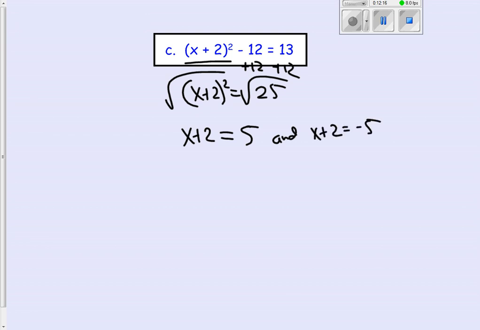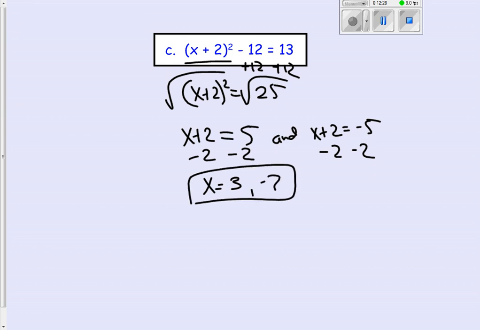This is reminiscent of absolute value a little bit. So either x is going to equal 3 and x is going to equal negative 7. There's my two solutions. So you see how I split that apart? Square root of 25 can be 5 or negative 5, so I've got to set that equal to both of them.